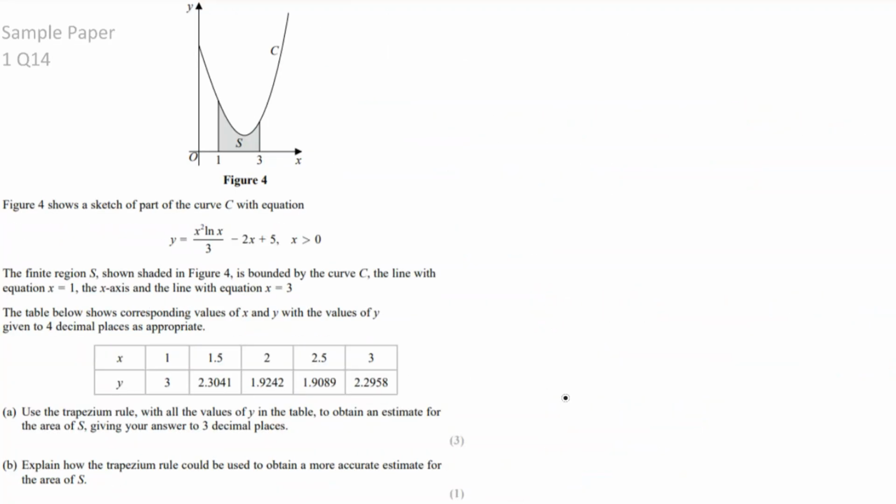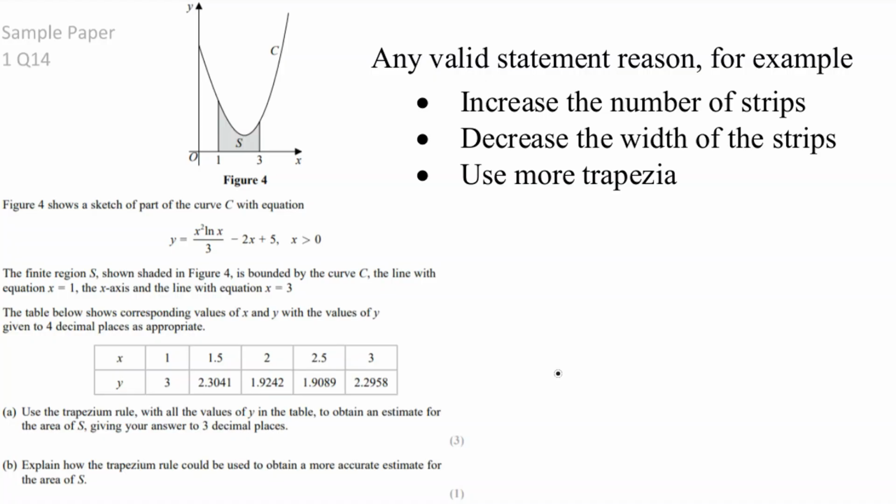Okay, and then for part B, we need to explain how the trapezium rule can be used to obtain a more accurate estimate for the area of S, and this is just a 1 mark question. Now I'm just going to put up the mark scheme for this question. This is kind of what I talked about at the beginning of the video of how the trapezium rule works. The way you get the trapezium rule to be more accurate is by using more trapeziums and to use thinner trapeziums, so decreasing the value of h.